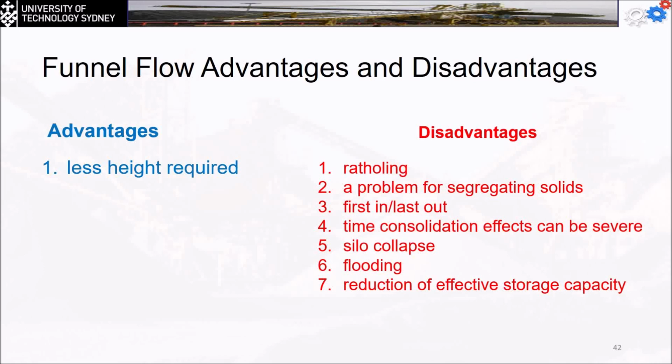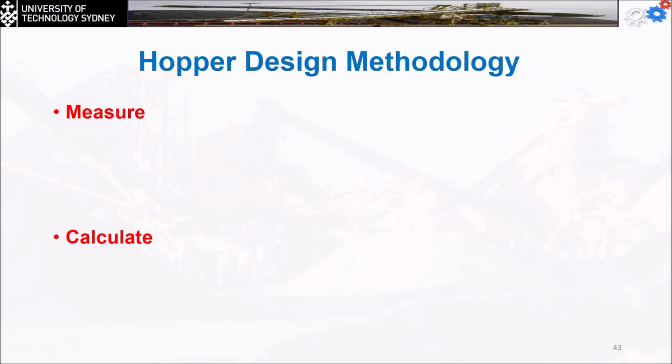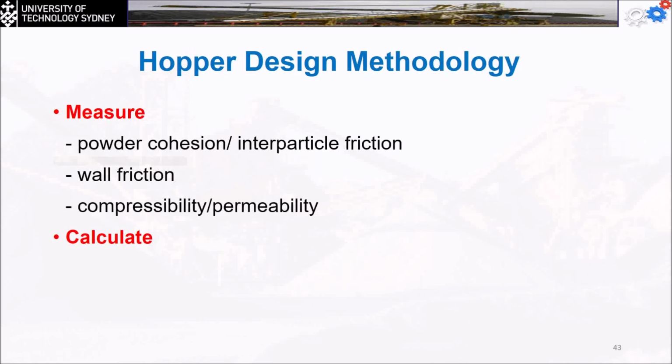And for the hopper design methodology, we have two types. Either by measurements, where you have to measure the powder cohesion, the interparticle friction, the wall friction, the compressibility, and the permeability. Then you go to the calculation stage, where you check what the outlet size will be, the hopper angle for the mass flow, and what the discharge rate will be.